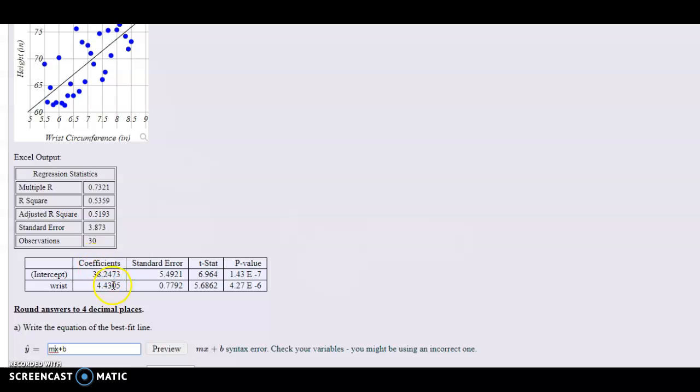Anyway, the coefficients are listed here. Our intercept is this number. Go ahead and type that in, 38.2473. And so this is the coefficient of the x value. So remember, x was wrist circumference, and so the coefficient for the wrist, the x value, would be 4.4305. And we can check out the preview here and see if it's okay. Syntax, okay. So now this is our equation, right? y is equal to mx plus b.